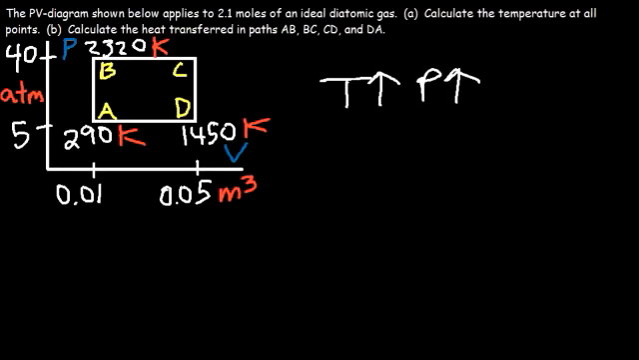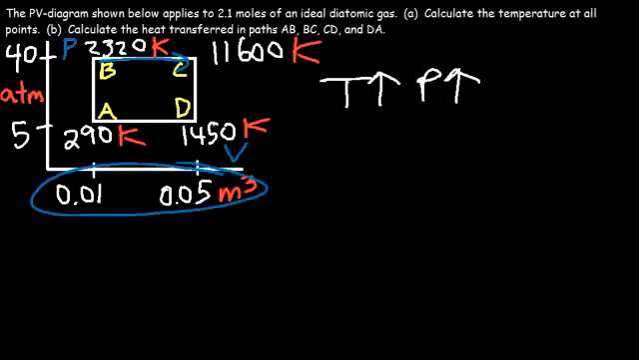Now going from D to C, the pressure increases by a factor of 8. So we can multiply 1450 by 8, and that will give us 11,600 Kelvin. Or we can go from B to C, where the volume increases by a factor of 5. So 2320 times 5 will also give you 11,600.